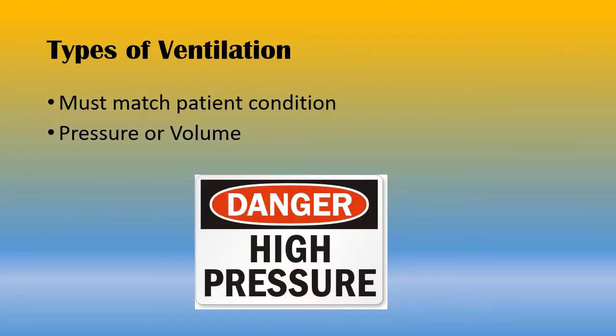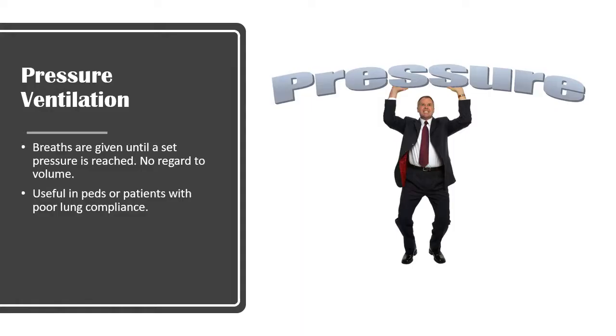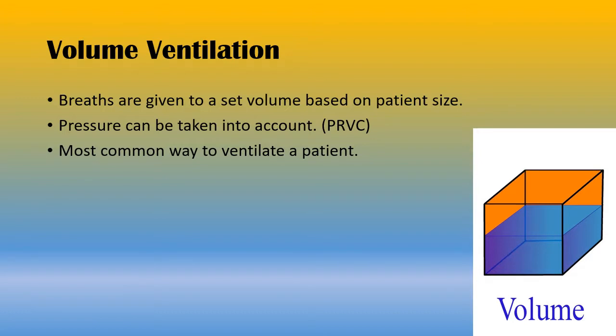There are two types of ventilations we're going to talk about, and then there are many different modes of ventilation. The types of ventilation are pressure or volume, and that type of ventilation must match the patient condition. In pressure ventilation, breaths are given until a set pressure is reached with no real regard to tidal volume. This is most commonly used in pediatric patients or patients with poor lung compliance. Volume ventilation, breaths are given to a set tidal volume.